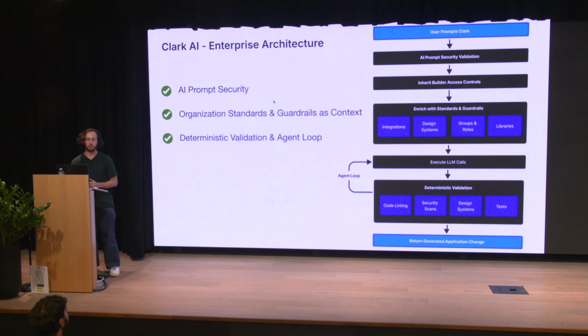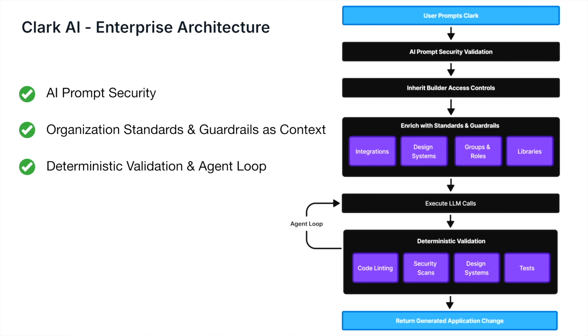So maybe let's talk really briefly on the Clark AI architecture and how this is different from what you may see out there in the market with AI coding tools. So the first thing that happens when you go and prompt Clark is we're going to use Prompt Guard and Meta's open standards to do security validation on the prompt, make sure that there's no malicious prompting there. Then we're going to inherit the builder's access controls. I'll show you guys how builders kind of have governed access to data sources in Superblocks.